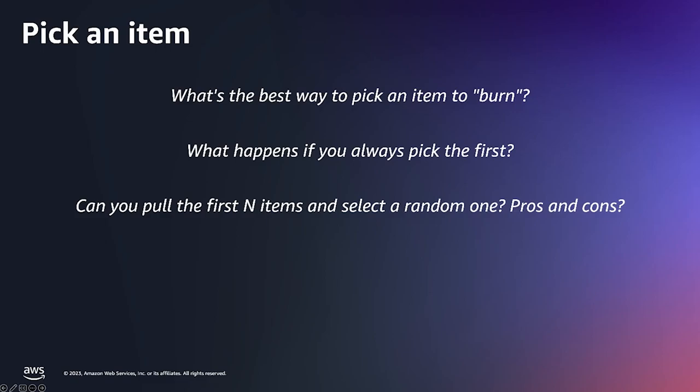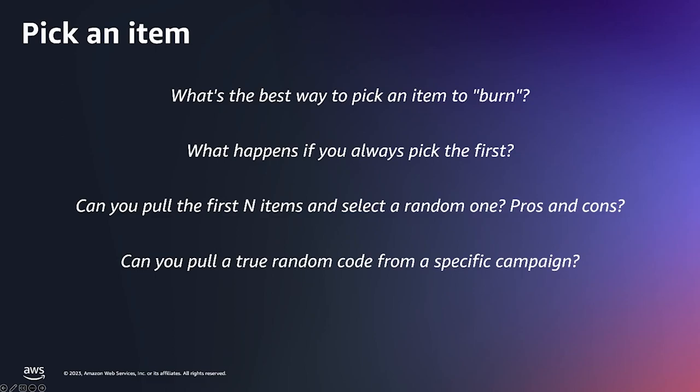It offends a certain amount of my style. Like, I feel like I should get a random one, but all right, read the first 100. It fits under 4KB, burn one at random. If I have 100 threads, I'm still going to have very little contention, probably good. But let's say I'm a perfectionist and I really want to get a true random code from a specific campaign. How do I do that?